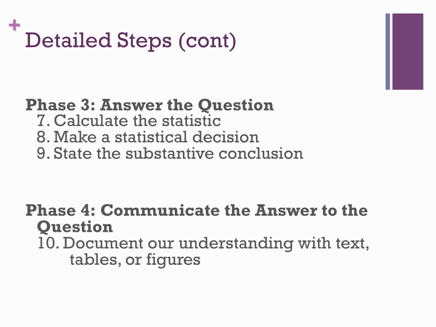Phase 3 is actually where you answer the question. Steps 7, 8, and 9, you'll actually calculate the statistic. You will make a statistical decision. That statistical decision will be simply, am I choosing the null or am I choosing the alternative? Once you've made the statistical decision, you then need to state the substantive conclusion, or put your decision back in the words that you used when you defined your question. Finally, we get to phase 4, which has a single step 10 to document your understanding with text, tables, and figures.